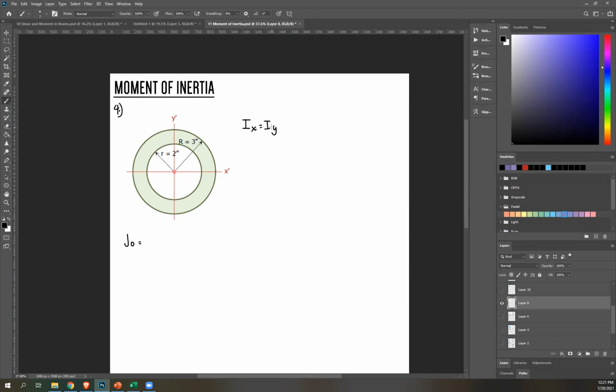Okay? Again, to put it simply, if you have two lines of symmetry along the centroid of a figure, Ix would equal Iy. For example, another thing that has two lines of symmetry is a square, right? We have a line of symmetry here, meaning Ix and Iy for this square is the same. Okay, so let's continue.